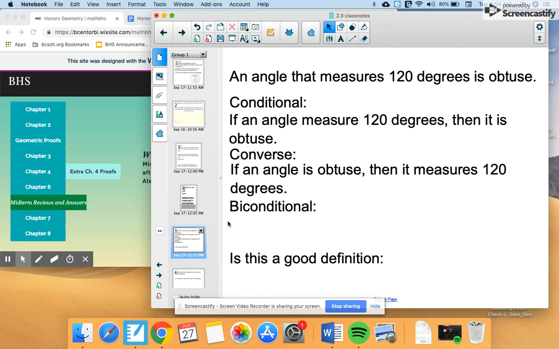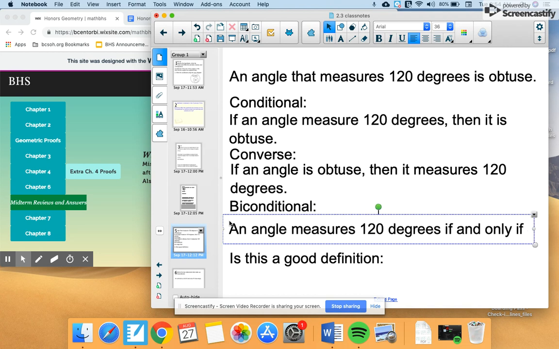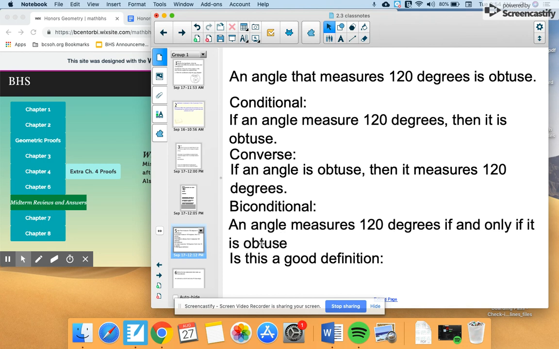So we're still going to write the biconditional. So the biconditional, again, I'm taking out the if, out the then, and I'm putting in if and only if. So an angle measures 120 degrees if and only if it is obtuse. And that is not a good definition because, again, we can have a counterexample. It doesn't necessarily have to be 120 degrees to be obtuse.